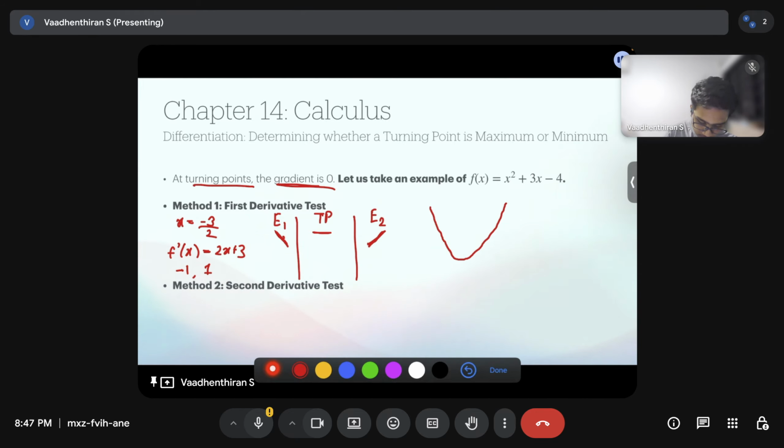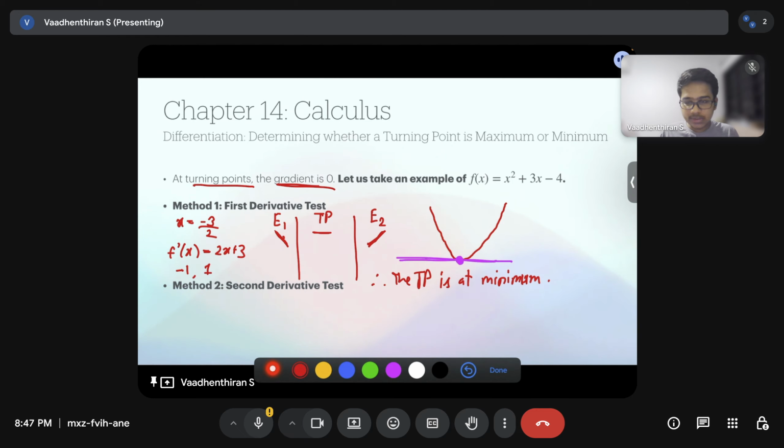So now we have the minimum, the turning point over here. At this point, you determine this point as minimum, because you can see that this is the minimum value in this whole graph. So therefore, the turning point, the TP, is at minimum. So hope you got the first derivative test.